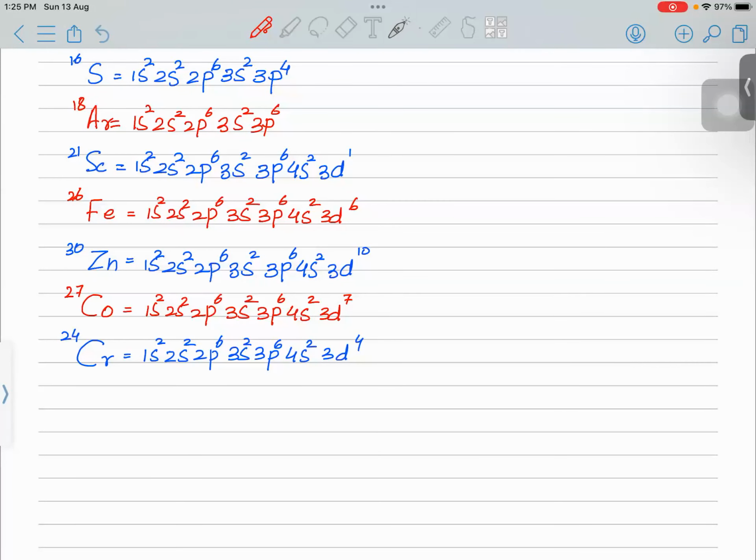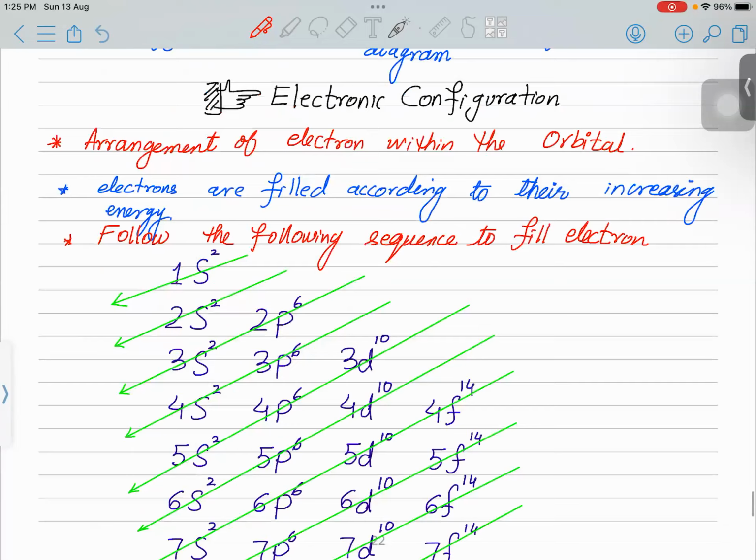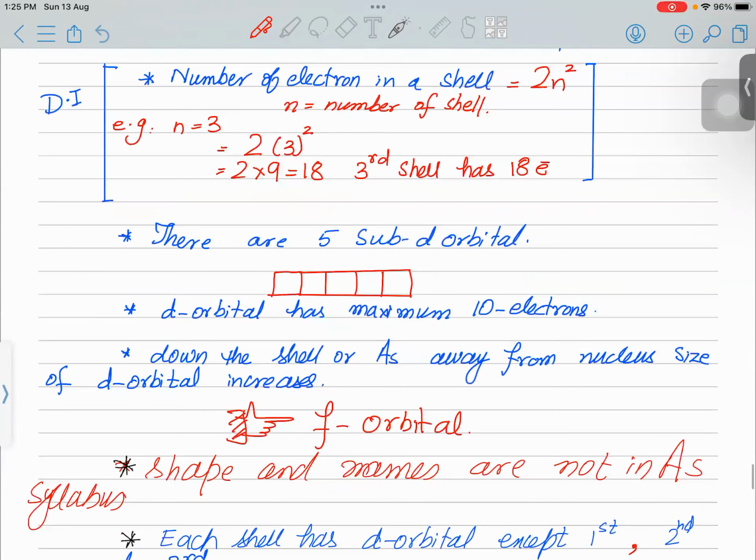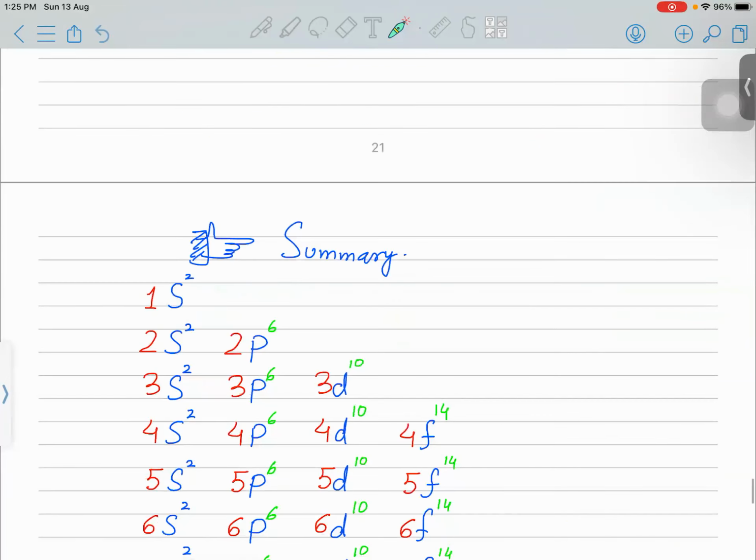Is this one correct, or is this one right or wrong? It's correct, but this is an exception. As we have discussed, the d orbital has a maximum of how many electrons? Yes, 10 electrons.